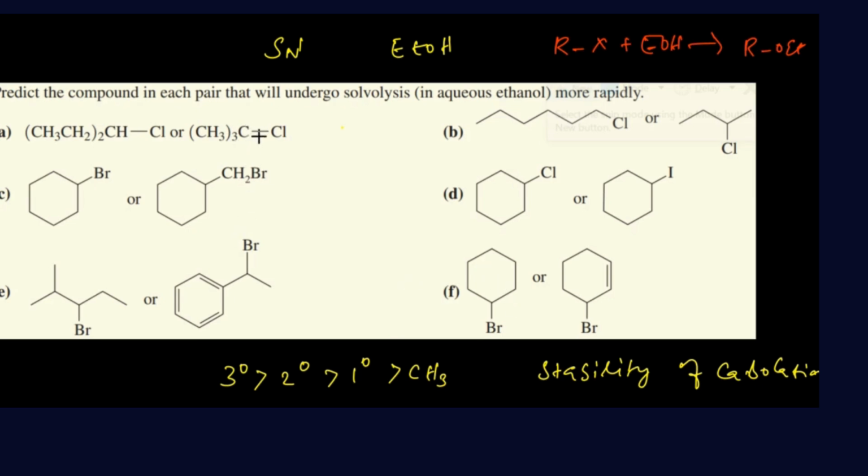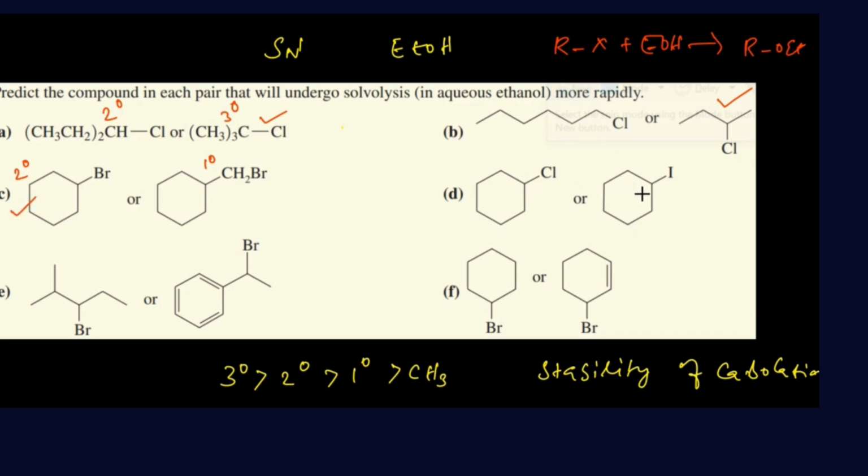Now let's see here. In this case, this is a secondary alkyl halide and this is a tertiary alkyl halide. Then definitely this will form the most stable carbocation, so this will go with a faster SN1 reaction. Here this is primary and this is secondary. We know that secondary will go faster, so this will go faster. So this is secondary and this is primary, so this will go faster.